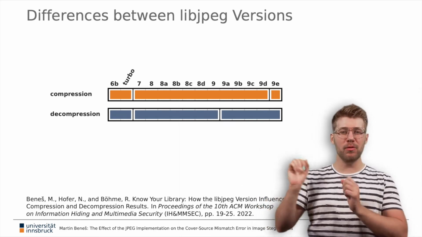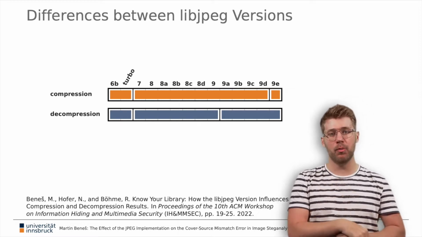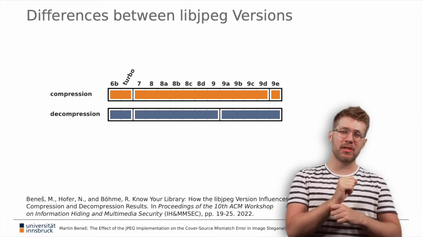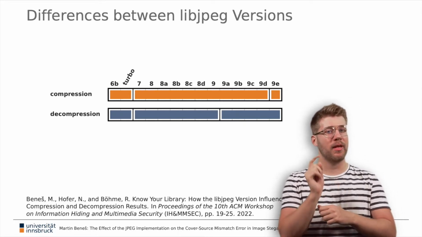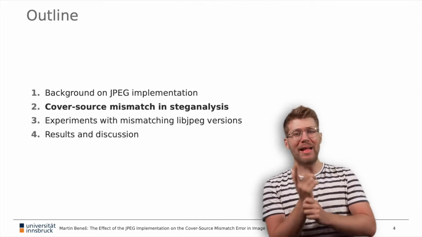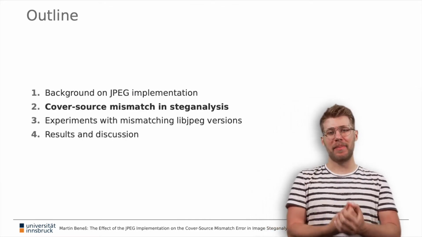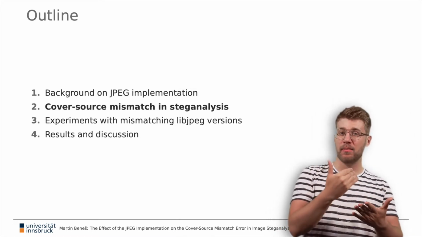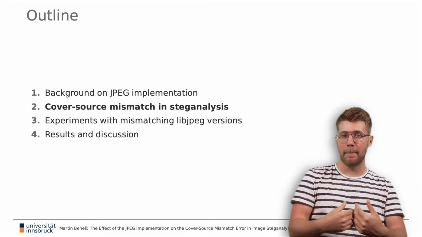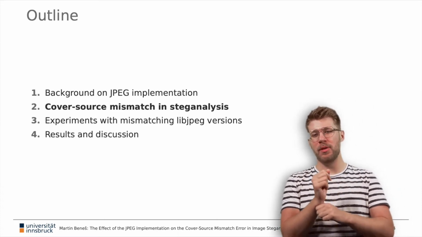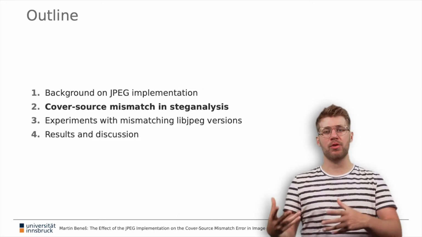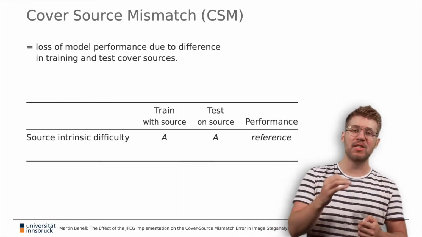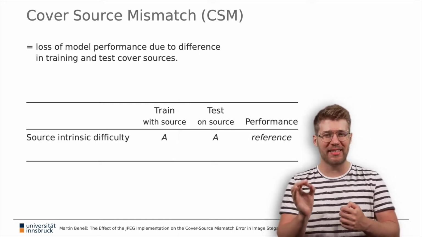The previous paper also shows that the greatest difference in output was between version 6b and 7. While visually imperceptible, these differences could be critical for certain applications in multimedia security. One such application is Steganalysis, based on machine learning. Its aim is to detect steganography, that is, secret messages hidden in inconspicuous cover media. However, the model's performance has been observed to degrade when the cover source of training data differs from the cover source of test data. In the literature, this is called cover source mismatch, or CSM in short.